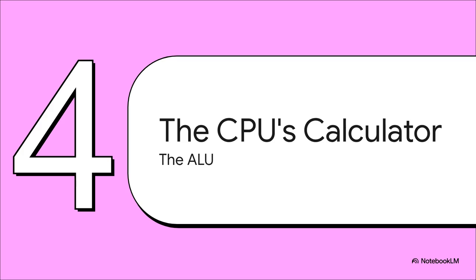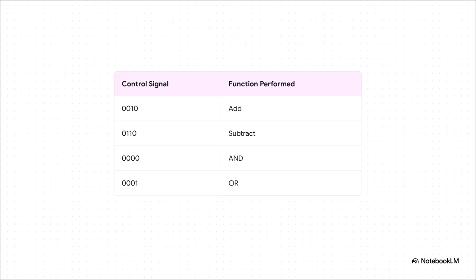Now, by combining thousands of these logic gates in really clever ways, we can start building more complex components. And one of the first and most important is the arithmetic logic unit, or ALU. You can think of this as the mathematical heart of the entire processor. The ALU is basically a multifunction calculator. It can add, it can subtract, it can do and, or, and a bunch of other stuff.